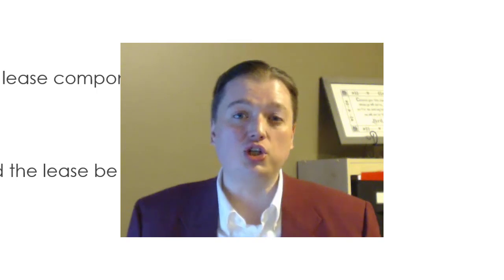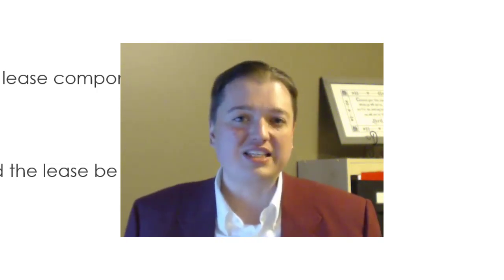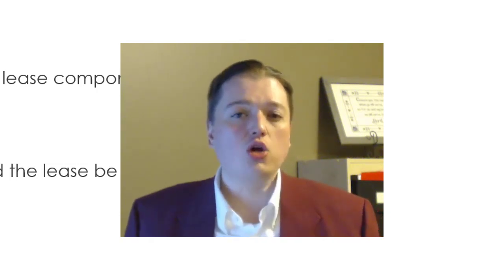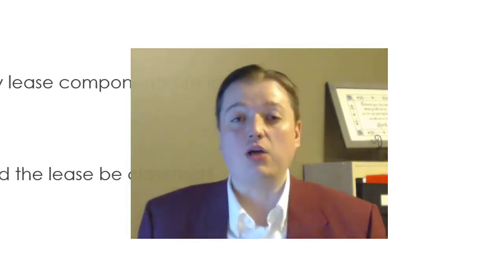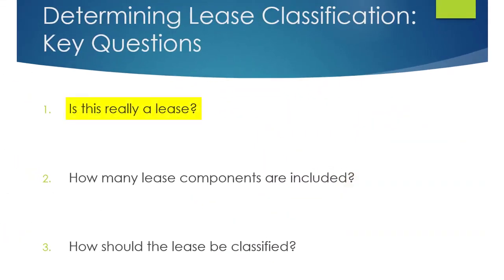And the very first issue that we have to address is how do we account for this lease. There are three specific questions that FASB wants us to address in order to determine what that accounting style will be. So let's take a look at these questions. First off, is it really a lease? Second, how many components are included in the lease? And third, how do we actually classify the lease? We're going to talk about each of these in a little more detail. So let's go ahead and start with whether or not an item is really a lease.